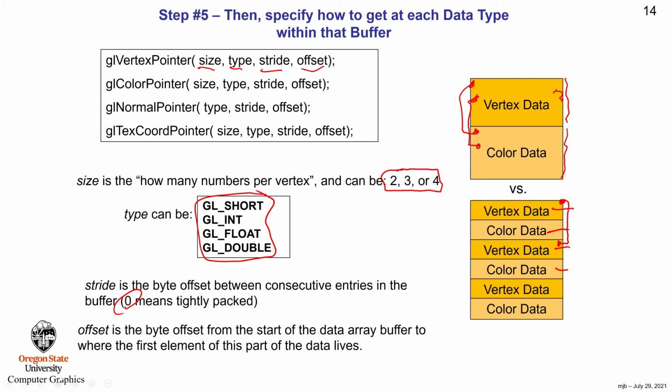Okay, and the offset is where you start, which for this arrangement would be 0, starting at the vertices. For the colors, this would be however many bytes it takes to get past the vertex data. And the start of the color data would be the size of 3 floats.